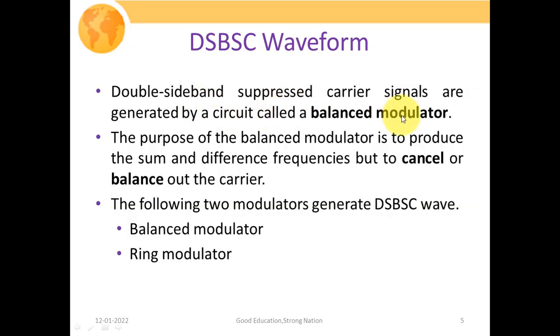So double sideband suppressed carrier signals are generated by a circuit called a balance modulator. The name balance comes into the picture just because it will balance out the carrier power. So the purpose of the balance modulator is to produce the sum and difference frequencies, but to cancel or balance out the carrier. That is, it will suppress your carrier signal and only transmit two sidebands, that is your upper sideband and lower sideband. So the following two modulators can generate your DSB-SC wave: your balance modulator and your ring modulator. We're going to discuss both of them one by one.